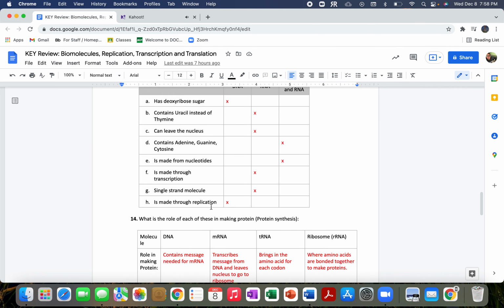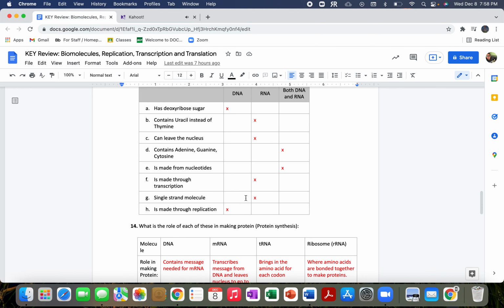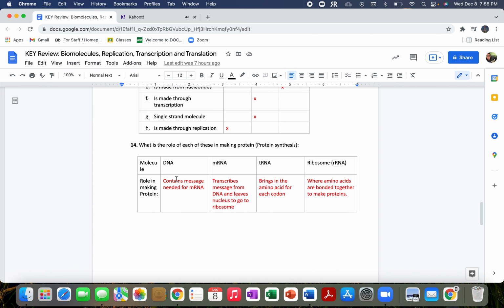They're both nucleotides. Made through transcription, that's going to be your RNA. Single strand, also RNA. That's why it's able to leave the nucleus. And then made through replication, that's your DNA. RNA never replicates. So DNA, the role in making protein, it contains the message needed for the mRNA.